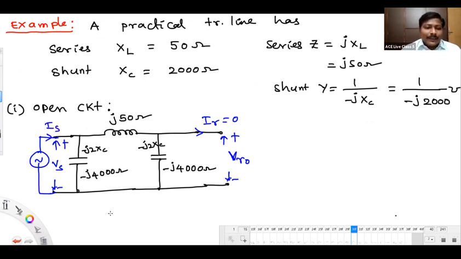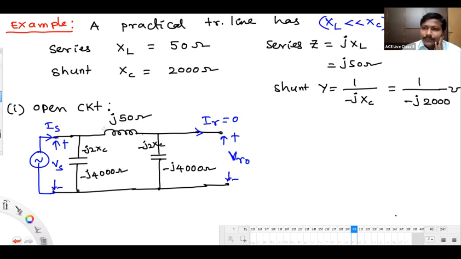Already I mentioned one statement: the series reactance value was negligibly small compared to the shunt element. That comment already I have made. XL is very, very less compared to XC, or else you say XC is very, very large compared to XL. So that's why you see the series element is negligible and the shunt element is very large.